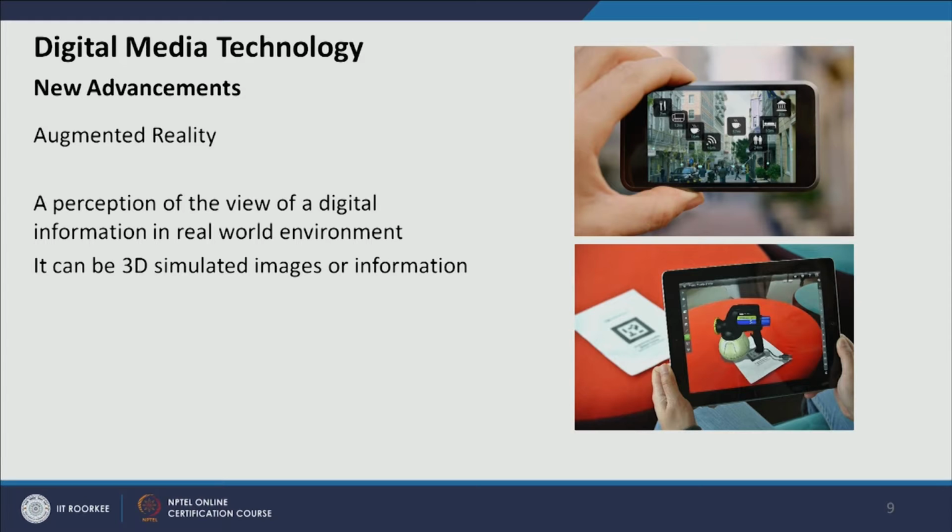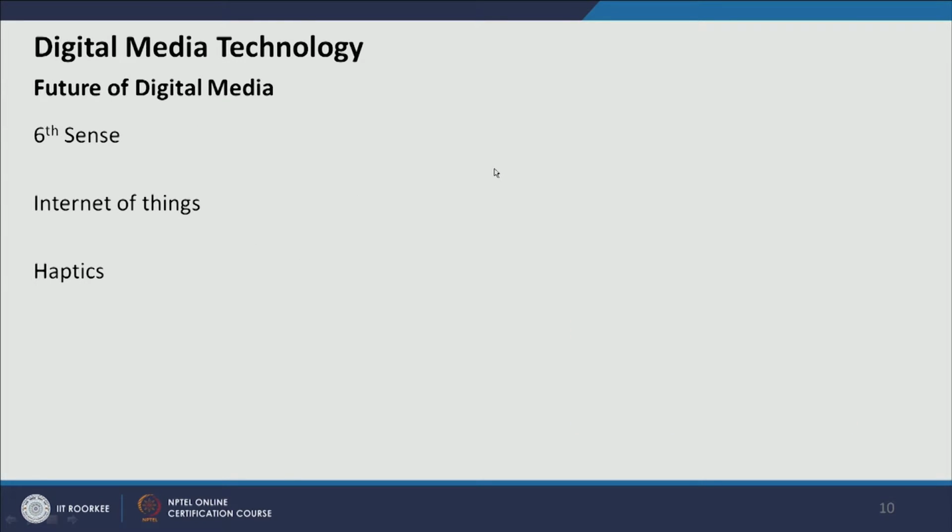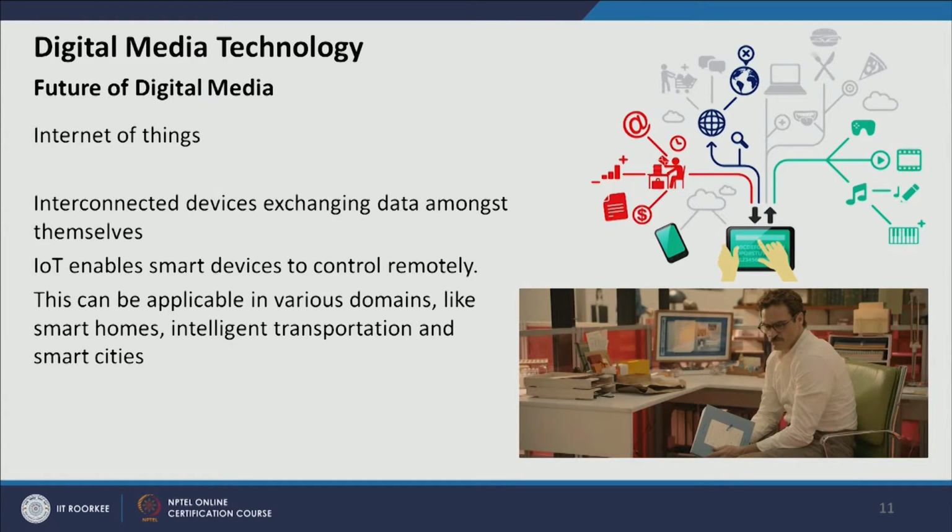So what happens here is the camera scans the image, and it generates some kind of digital image in the display system. Then we talk about the future, the way it's evolving, where we are leading in the domain of digital media in the next few decades. So we can discuss the sixth sense, the Internet of Things and haptic technology. First we discuss the Internet of Things.